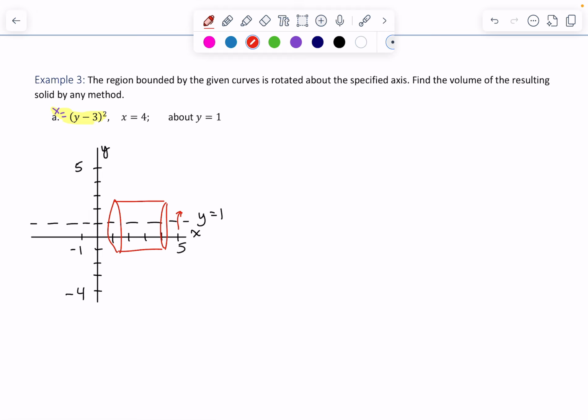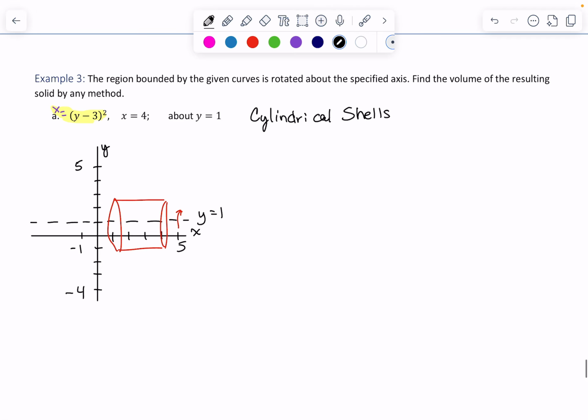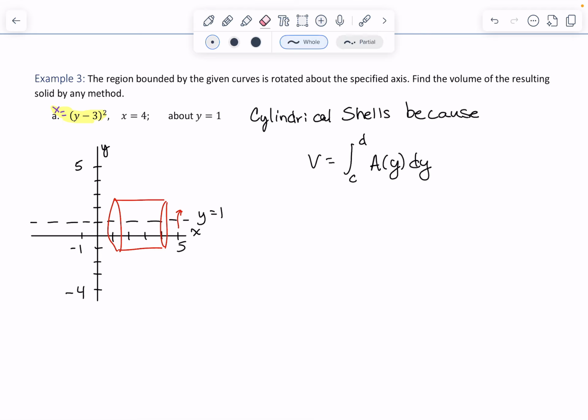So that's my first comment here. I want to use cylindrical shells. Sometimes I call those shells and sometimes I call them cylinders. I really want V to equal the integral from c to d of A of y dy, and that's because I'm going to cut through the y-axis here. So I'm going to use cylindrical shells to do this problem, and I'm looking for an A of y, my area in terms of y.